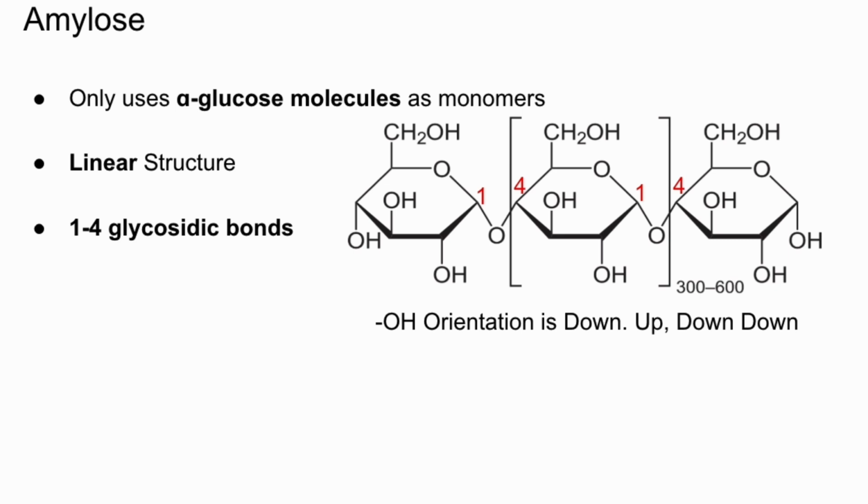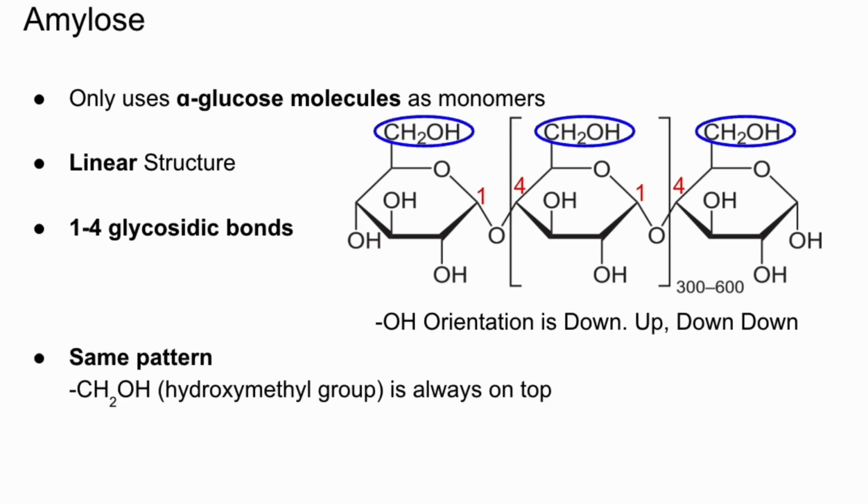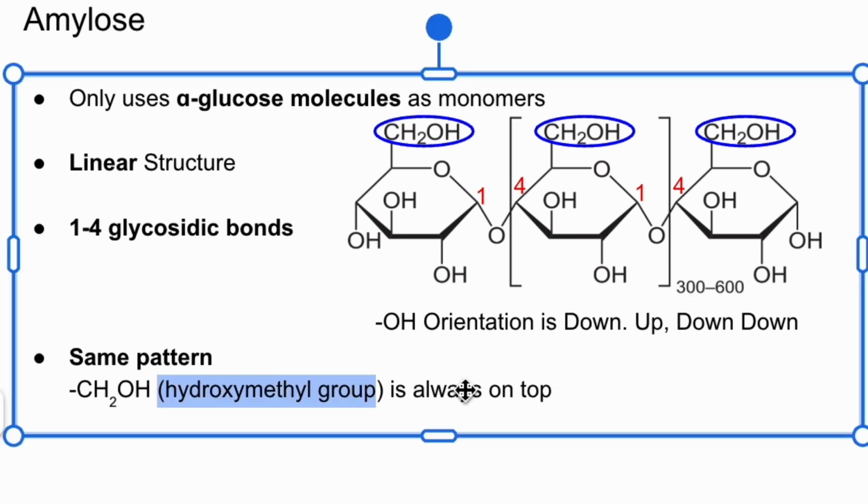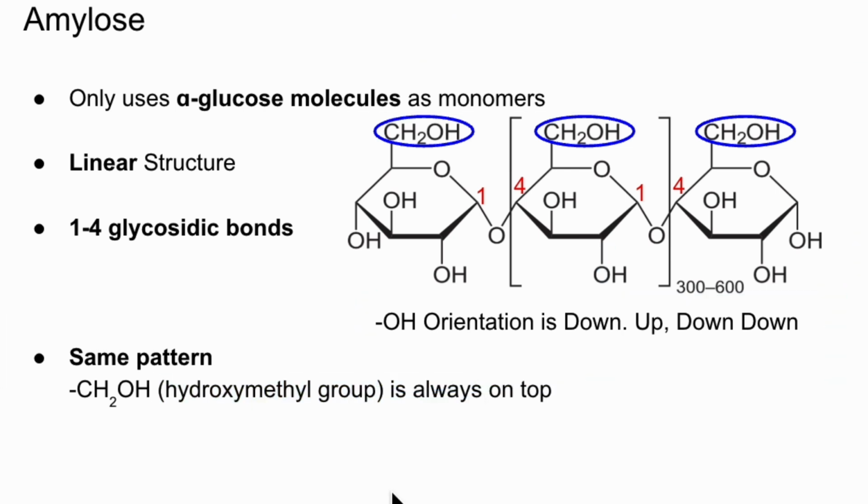And because every glucose unit is joined in the same way, the orientation of the molecule is highly consistent along the entire chain, and in particular, the hydroxymethyl group, or the CH2OH group, on each of the glucose molecules present is going to point in the same direction.